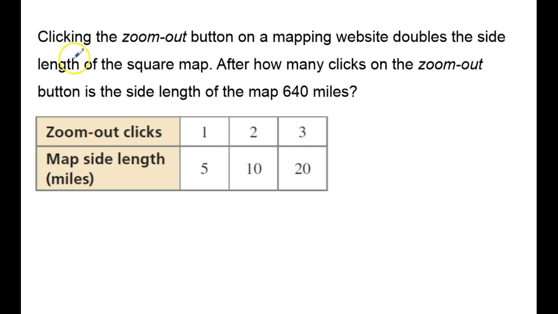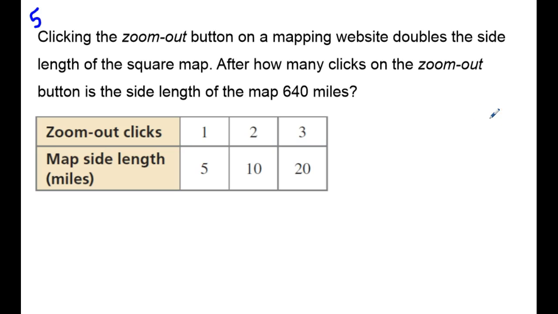So now we're going to be using real world problems, and we're going to be modeling. This is example number 5. When you click the zoom out button on a mapping website, it doubles the side length of a square map. After how many clicks on the zoom out button is the side length of the map 640 miles? Okay, so the first thing I have to do is understand my problem. And I know that every time I'm doubling, so I know that this is an exponential equation because of the word double.